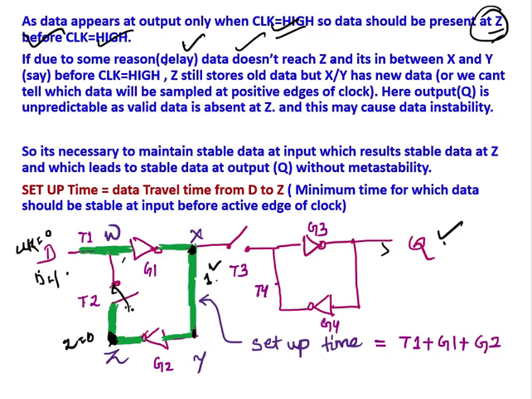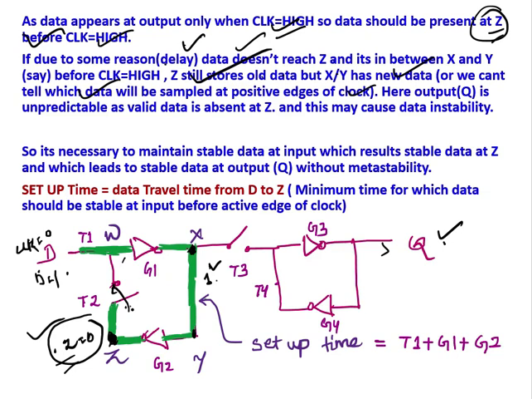In that case, what will happen? Z still stores the old data, because we had old data here, Z equal to 0. So Z still stores old data, but X or Y has new data. So we cannot tell which data will be sampled at the positive edge of the clock. So here it is unpredictable behavior.